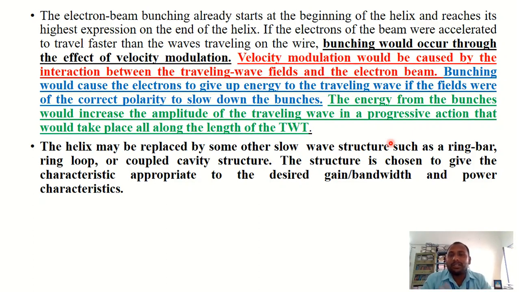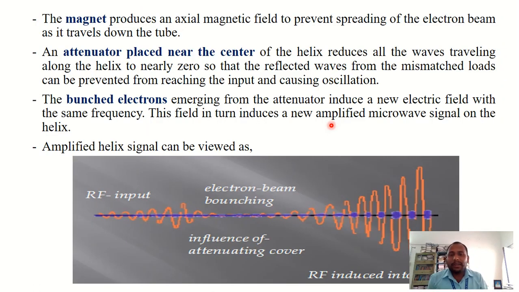Bunching is caused through the velocity modulation, and velocity modulation is caused by the interaction of the traveling wave and the electron beam. Due to the bunching, electrons give up their energy to the traveling wave, and the energy from the bunches increases the amplitude of the traveling wave. That is how the amplification process happens. This is the diagrammatic representation of the amplification process, showing how the signal is amplified due to the velocity modulation and bunching of the electrons.